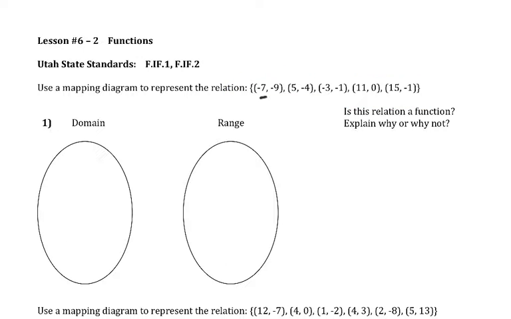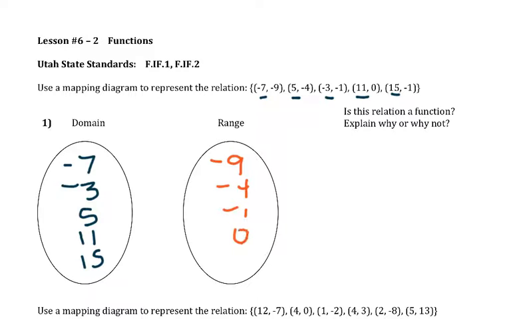So I'm going to take all the domain numbers, which are all the x's or all the input, and I'm going to list them. So -7 will be first because it's the smallest, then -3, and then +5, and then +11, and +15. And then my range numbers, I'm just going to list those: -9, -4, -1, 0, and the -1 I'm not going to write twice. Now, there is a repeat there, but it's in the range, not in the domain, so it's not a problem.